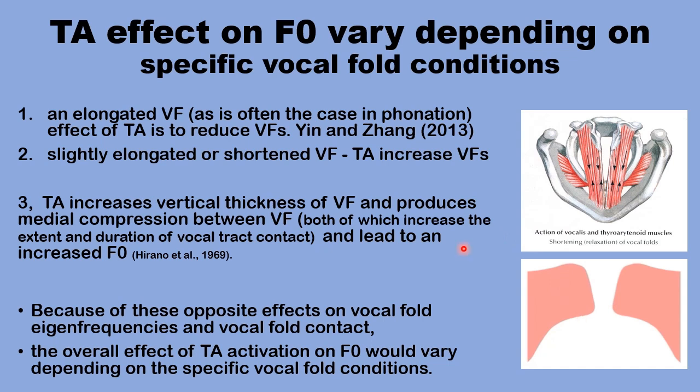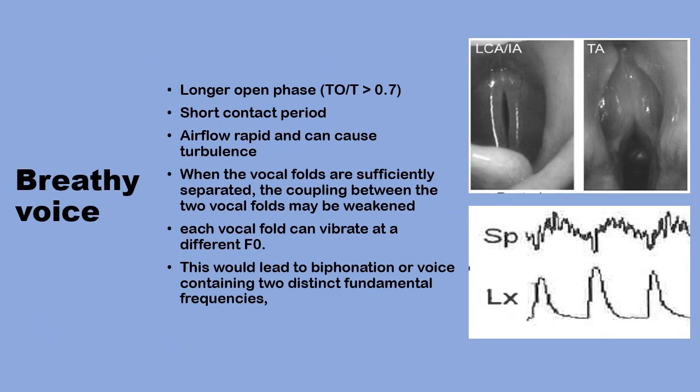So the final effect of Thyro-Arytenoideus on the vocal fold fundamental frequency would vary. Sometimes it would increase, sometimes it would decrease the fundamental frequency depending on the vocal fold specific conditions. So with any weakness or delay in the action of these three muscles, the lateral crico-arytenoid, the inter-arytenoid, or the thyroarytenoids, there will be a longer open phase of the glottis during the vibratory cycle. The glottis would remain open a bit longer than it should in the vibratory cycle.